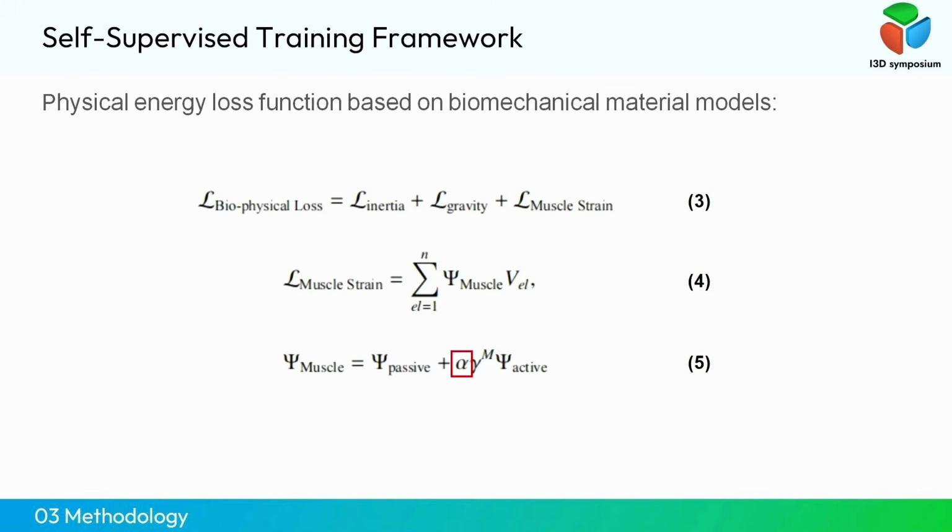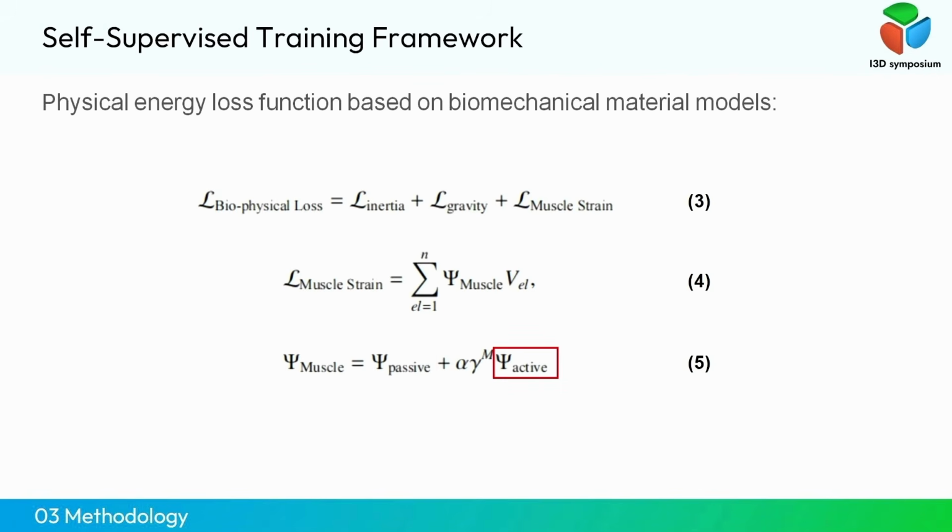Alpha represents the activation state parameter of the muscle fibers, where alpha equals 0 indicates fully deactivated muscle and alpha equals 1 indicates maximum muscle activation. Gamma superscript m denotes the material type parameter, where gamma superscript m equals 1 represents an element entirely composed of muscle material and gamma superscript m equals 0 represents an element entirely composed of tendon material. Both alpha and gamma superscript m are provided by the biological parameter precomputation module. Psi passive is the passive strain potential energy function, which describes the strain potential energy generated by deformation when the muscle is in a deactivated state.